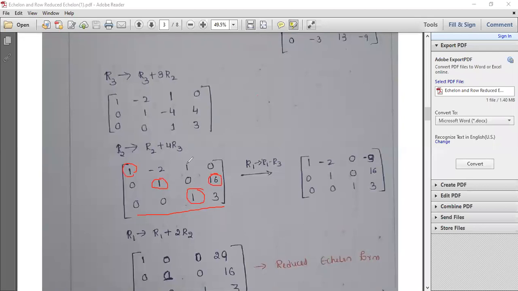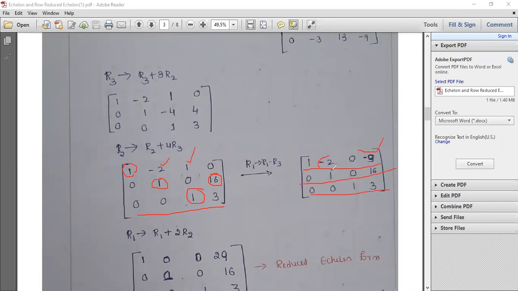Now the next thing is I have to make this element and this element 0. So next, R1 changes to R1 minus R3, and this element will become 0. So 1 minus 0 is 1. Minus 2 minus 0 is again minus 2. 1 minus 1 is 0. Then 0 minus 3 is minus 3. So this is the first row. Second row as it is, third row also as it is.